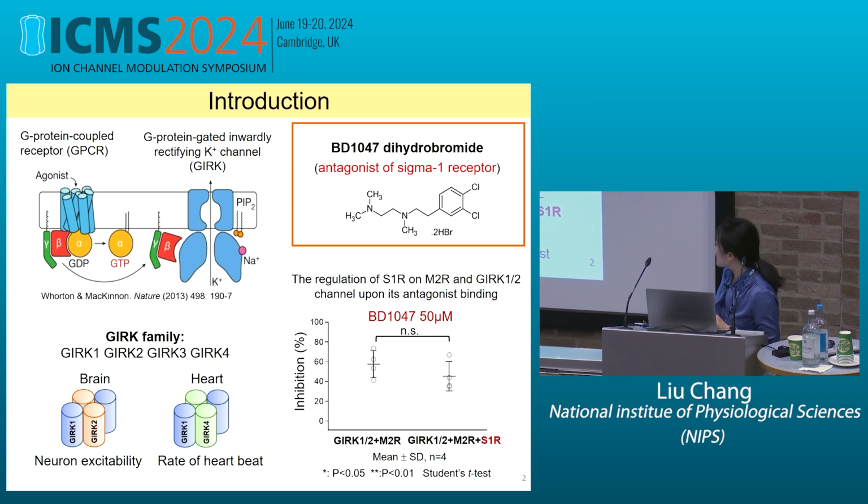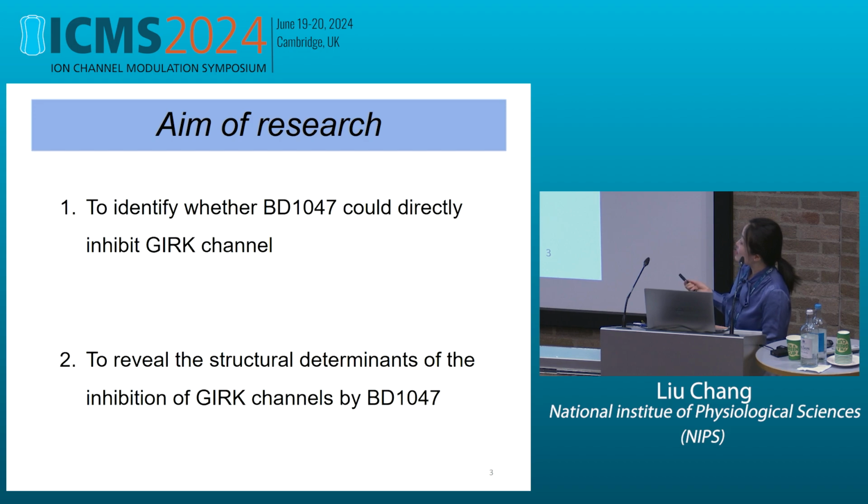So in this project, with the expression of the sigma-1 receptor, we apply BD to block sigma. However, we found that even in the absence of the sigma-1 receptor, BD still inhibits the GIRK currents. So we are wondering whether BD could directly inhibit the GIRK channel or not. Thus, the aim of our research is to identify whether BD can directly inhibit GIRK channels, and to reveal the structural determinants of the inhibition of the GIRK channel by BD.